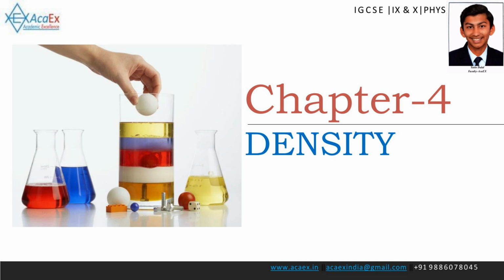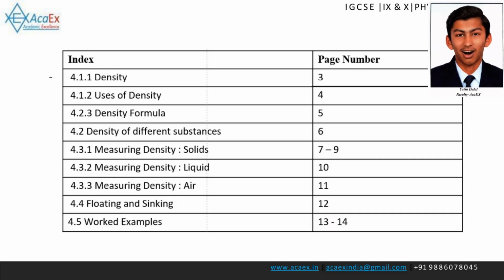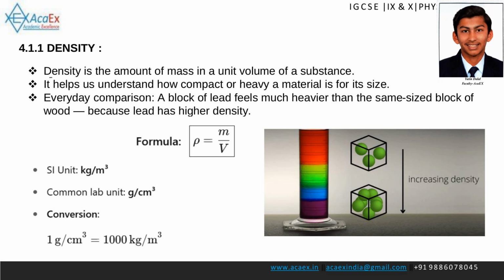Chapter 4, Density. Index: density on page 3, uses of density on page 4, density formula on page 5, density of different substances on page 6, measuring density of solids on pages 7 to 9, measuring density of a liquid on page 10, measuring density of air on page 11, floating and sinking on page 12, worked examples on pages 13 to 14. Density is the amount of mass in a unit volume of a substance.